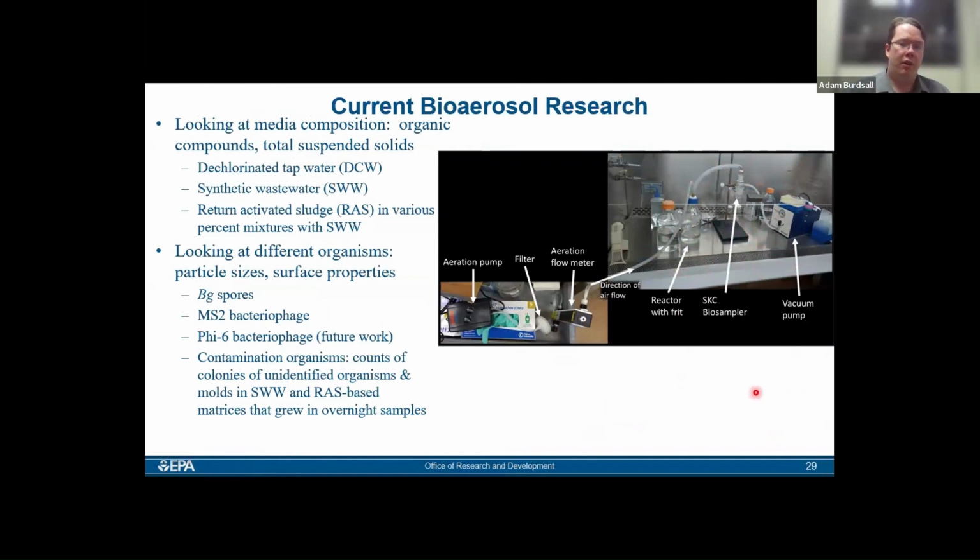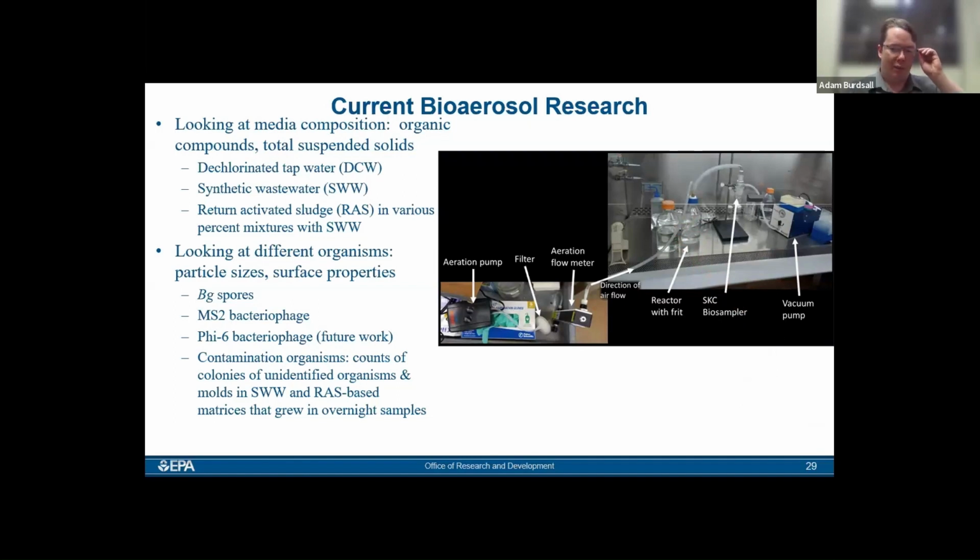We began with dechlorinated tap water in our reactor, and then looked at synthetic wastewater, which included chemicals that are found in or mimic chemicals in wastewater. And then we tested some return activated sludge collected from across the street here at various concentrations with synthetic wastewater. In addition to BG spores, we're also testing these media conditions in bench scale with MS2 and Phi6.